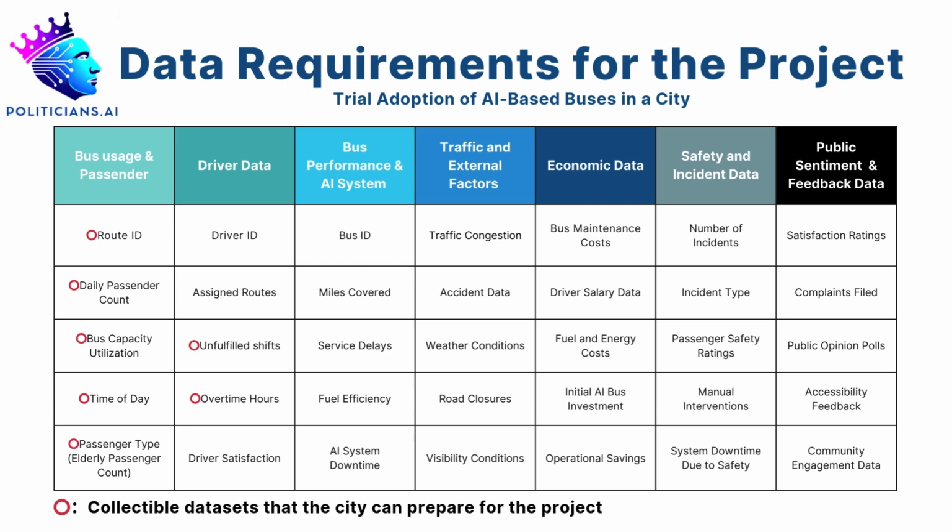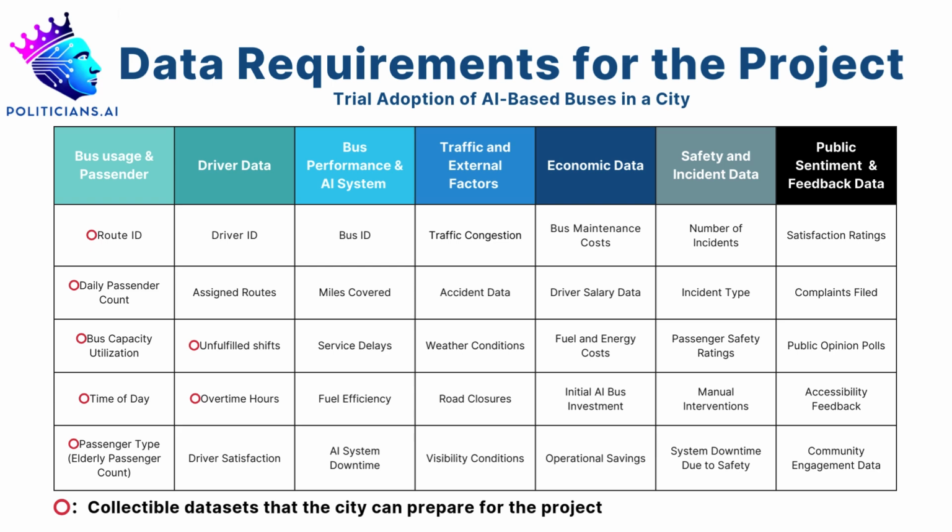Service delays. We'll monitor any delays in service to determine whether AI buses are reducing or contributing to delays. Fuel efficiency. Comparing fuel or electricity consumption between AI and non-AI buses helps us evaluate operational costs. AI system downtime. We need to track how often the AI system goes offline or needs manual intervention. This is crucial for assessing reliability.